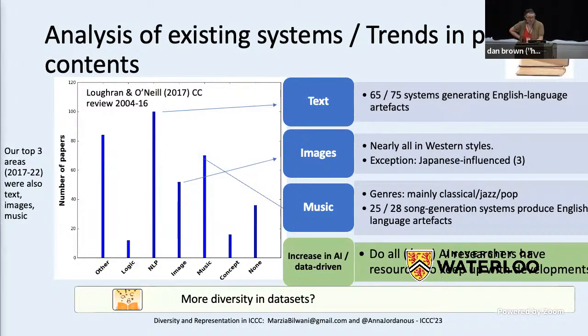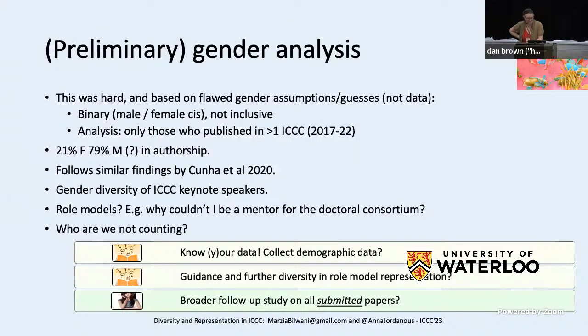Tegelius and Yannakakis have published quite an interesting paper on this, which we reference in the paper. And this comment on diversity in data sets comes up. We echo that. We did a gender analysis of authors. This is flawed. We assumed binary, and we did this based on assumptions and guesses. We found a very clear male presence in ICCC, which follows previous findings. We did not see that kind of issue in the keynote speakers for ICCC. ICCC is very good at encouraging gender diversity across the spectrum. But we could certainly do better with role models for the doctoral consortium, things like that.